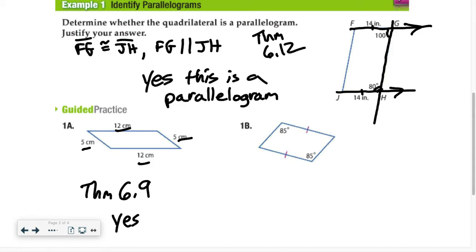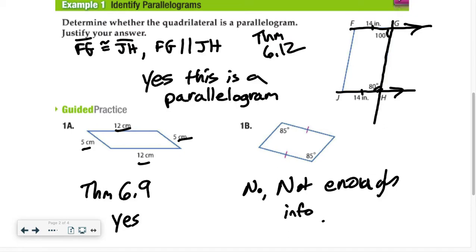We've got one pair of opposite sides congruent. We've got one pair of sides congruent. That is none of our theorems, so there's not enough info. So a no. Not enough info. Okay? We would either have to have two pairs of opposite angles congruent, or two pairs of opposite sides congruent. And unlike problem 1b, we don't have consecutive interior angles. We don't have consecutive angles that we could say, hey, these angles are supplementary. We don't have that, so not enough information here.